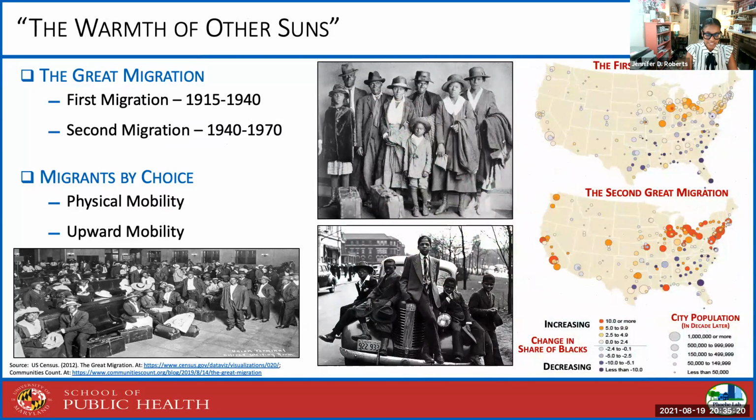And during the first migration, predominantly African Americans were going to the Northeast as well as the Midwest. But in both migrations, the first and the second, there was a significant change in the share of African Americans in urban centers. So for example, in the first Great Migration, if you look at the city of Gary, Indiana, in 1910, 2% of the population was African American, but by 1940, it was 18%, which represented a 16% change in the share of African Americans in that city. And that was the largest change during the first migration.